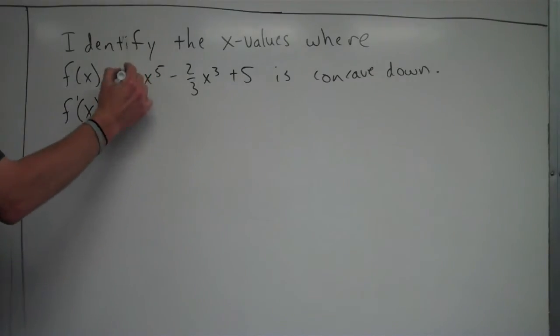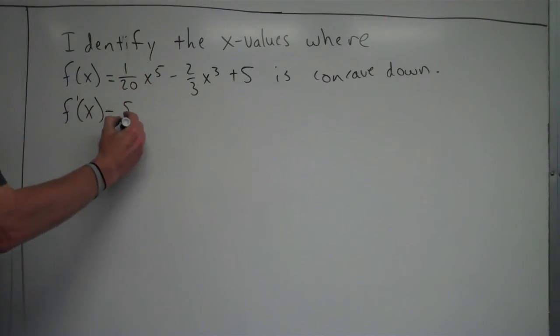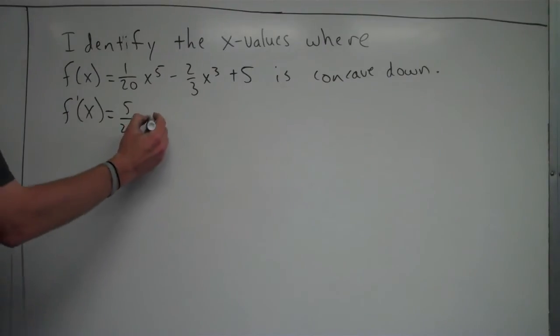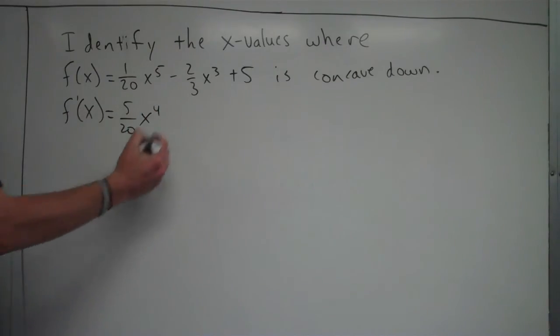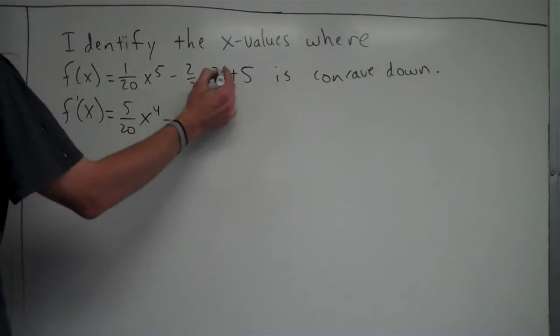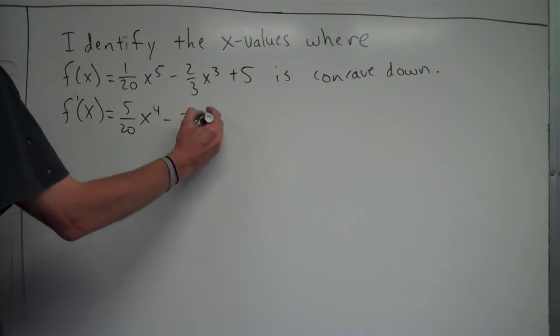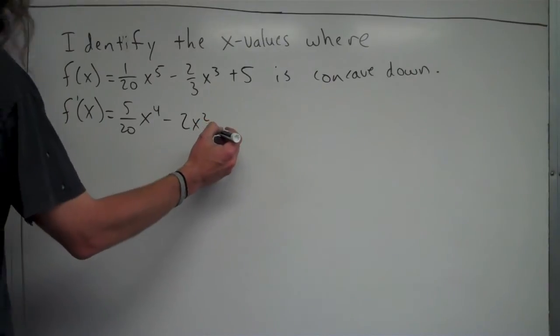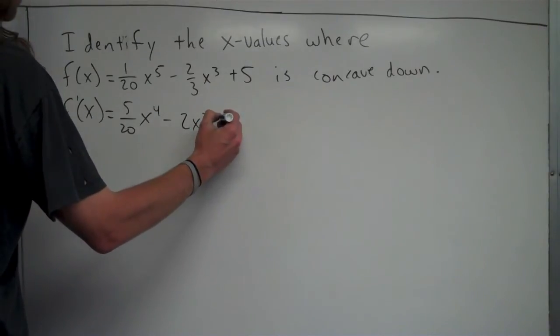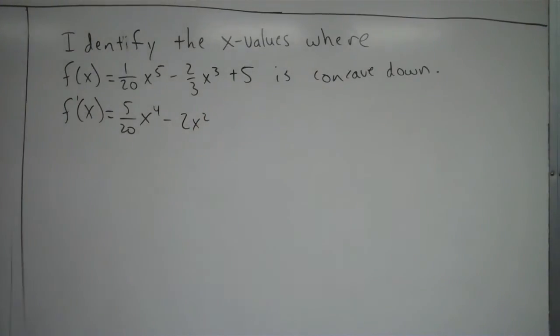So I'll bring the 5 down in front. It'll be 5/20ths, which we could simplify. We'll do that later, I think. Okay, subtract 1 from the exponent, minus, bring the 3 down in front. It'll cancel out the 3 in the bottom, leave us with 2x squared, and then just the derivative of 5 is 0.